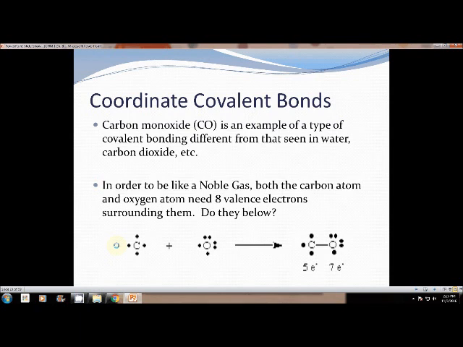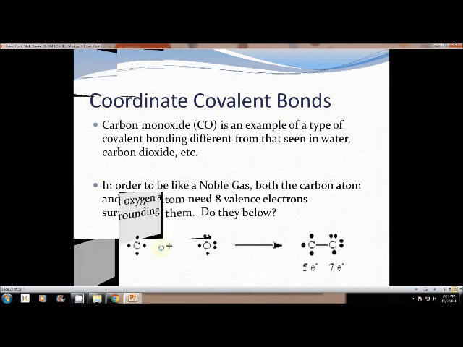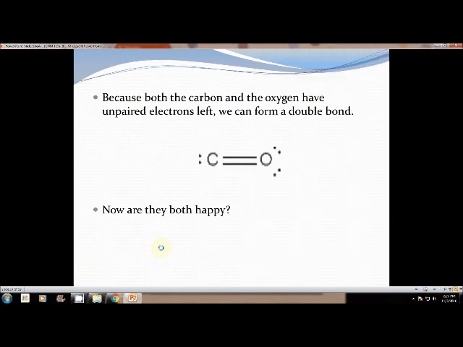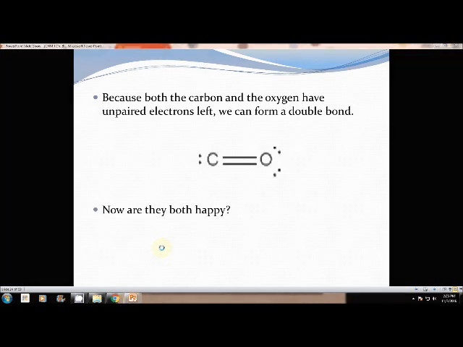So what would we do next in this structure? You have to do something. Connect another dot together. So when we connect another dot together, we create a double bond. Now by creating this double bond, how many electrons does the oxygen have around it? 2, 4, 6, 8 around the oxygen, and how many around the carbon? 2, 4, 6 around the carbon.